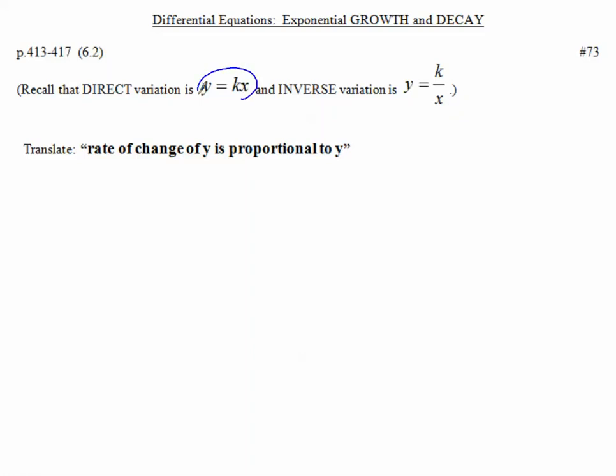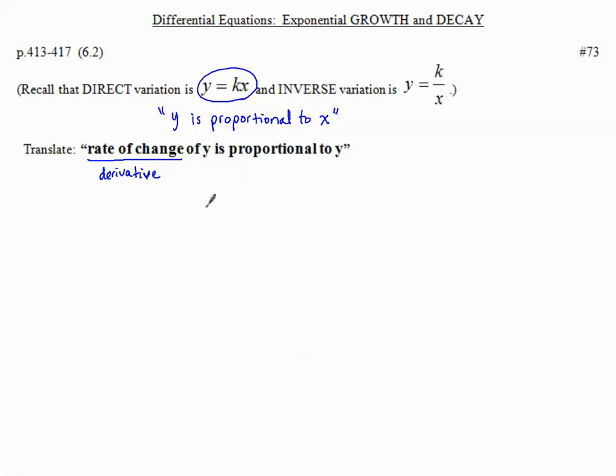Another way to describe the direct variation is by saying that y is proportional to x. So when one value gets bigger, the other one does as well. Let's translate the statement: the rate of change of y is proportional to y. We're often going to see this. First of all, rate of change. Remember that that means derivative.